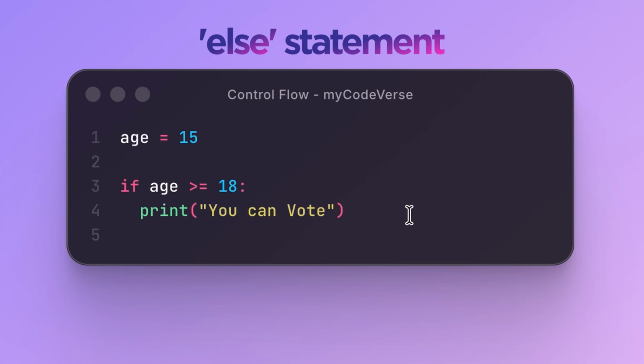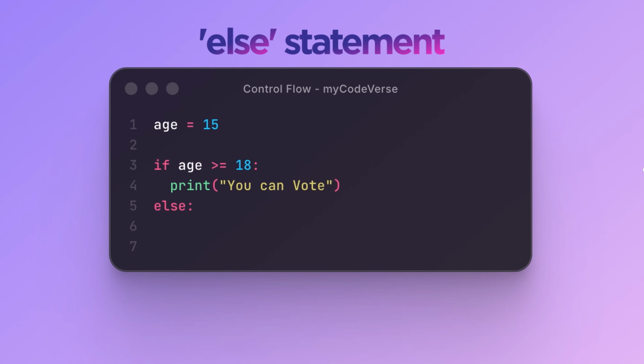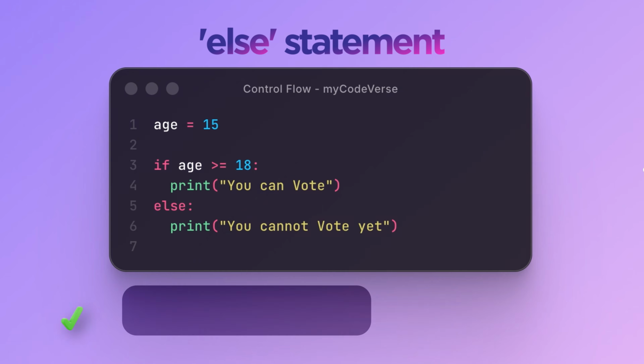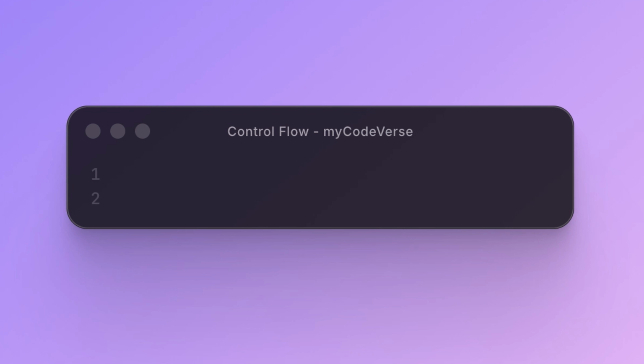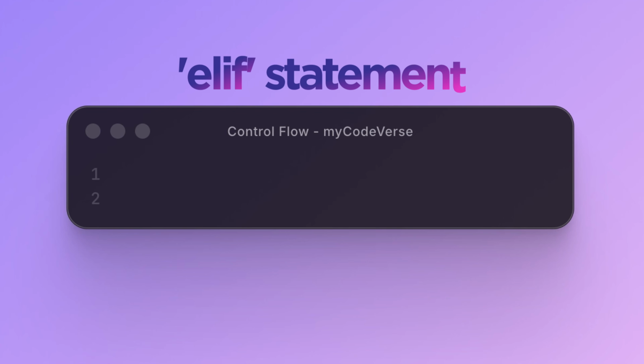Now, suppose you want Python to do something else when the condition is false. That's what else is for. If checks first. If it fails, else takes over. But life is not just yes or no. Sometimes it's maybe. That's where elif comes in.